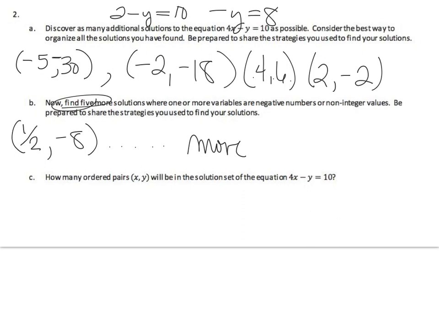How many ordered pairs will be in the solution set? Infinitely many. I could go on and on and on.